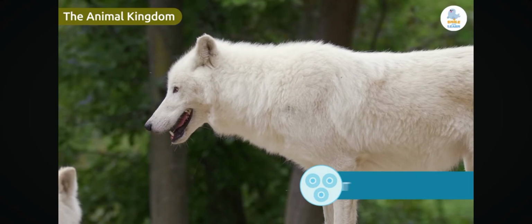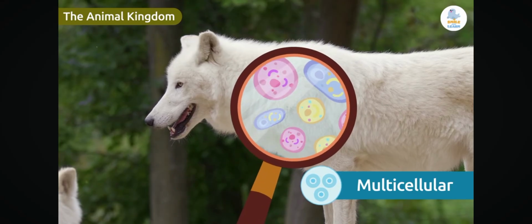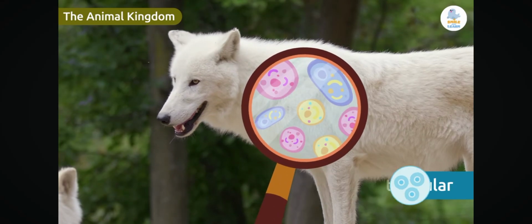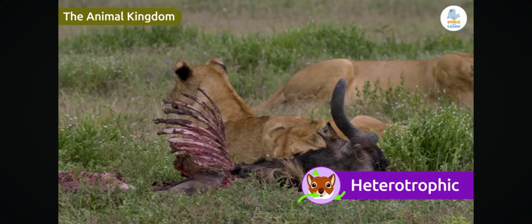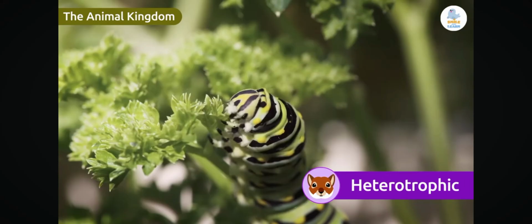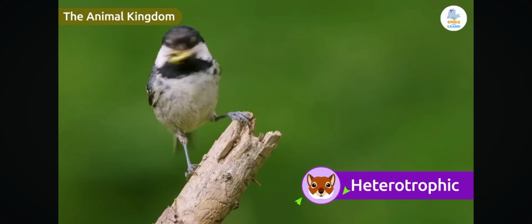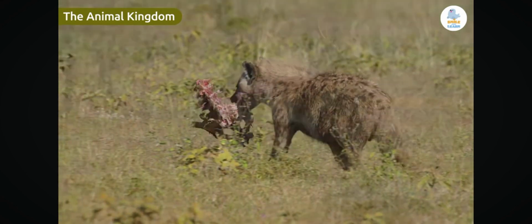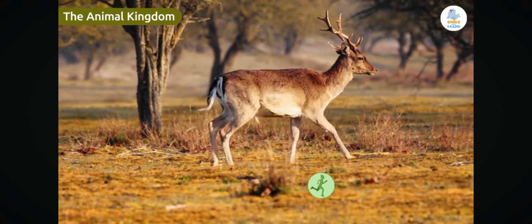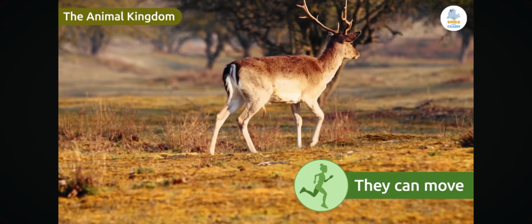Animals are multicellular. That means that they're made up of more than one cell. Interesting. All animals are heterotrophic, which means that they eat other organisms to get the substances they need to survive. Another important characteristic of the animal kingdom is that almost all of them can move on their own.